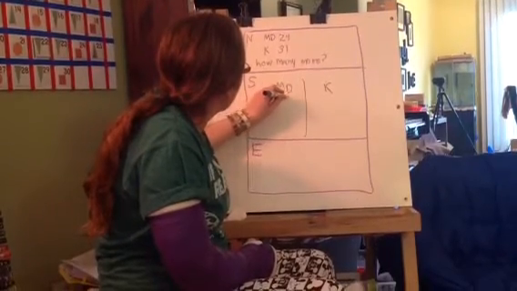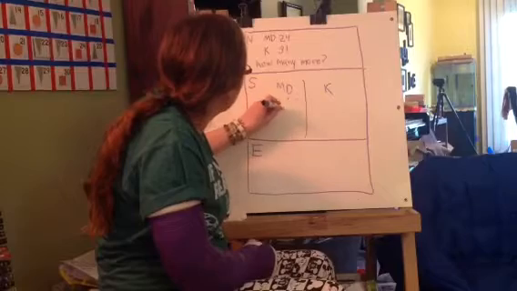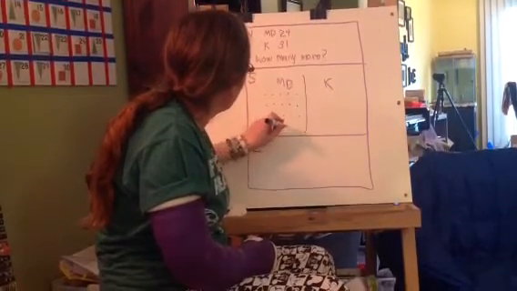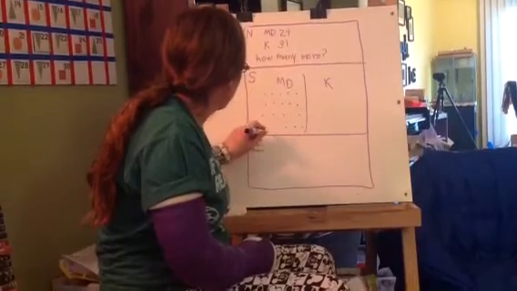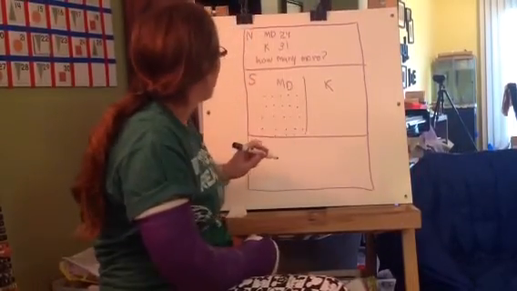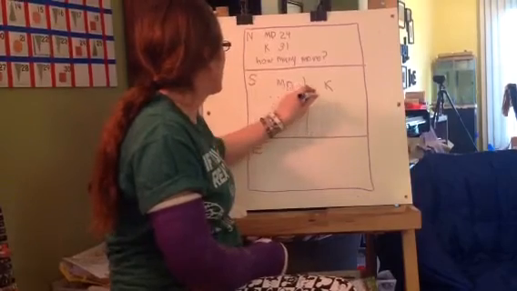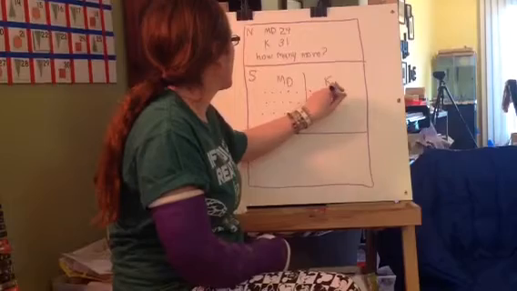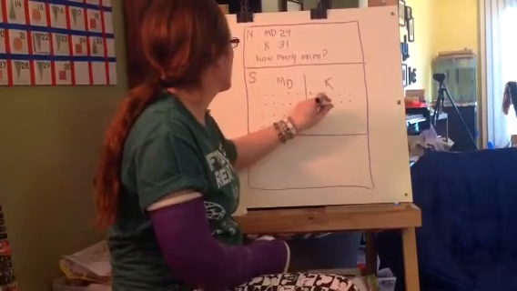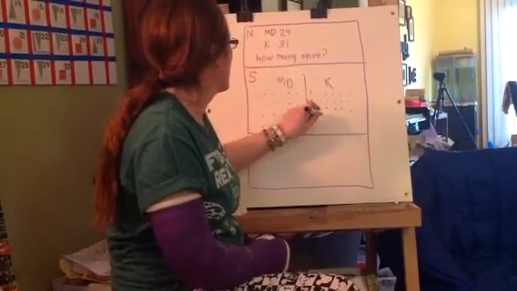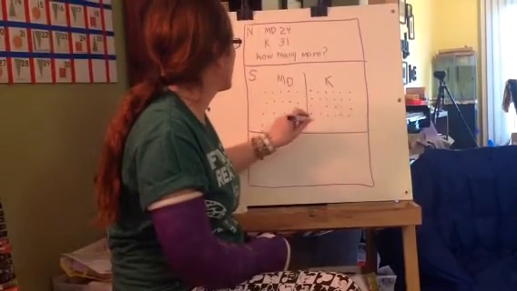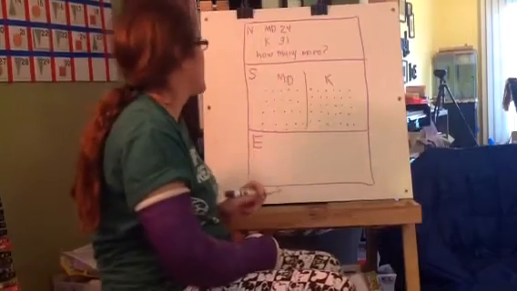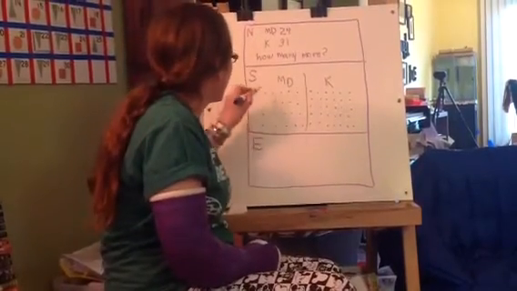1, 2, 3, 4, 5. 1, 2, 3, 4, 5. That's 10, 15, 20, 24. And Kennedy had 31. That's 31. So I'm going to cross out what's the same.